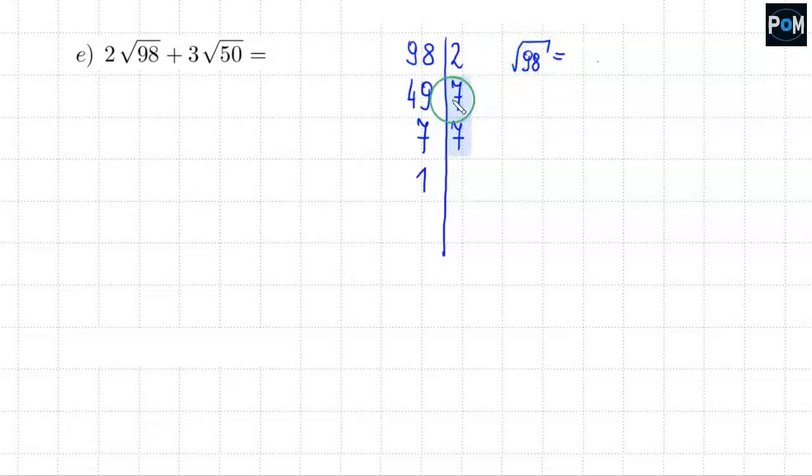Which means that I can write down a simplification of this root. I have a pair of 7s here, and from these 7s, I get a new 7. This 7 goes here at the beginning. Under the square root, I put what I couldn't pair up, which is this 2. The square root of 98 is precisely that.